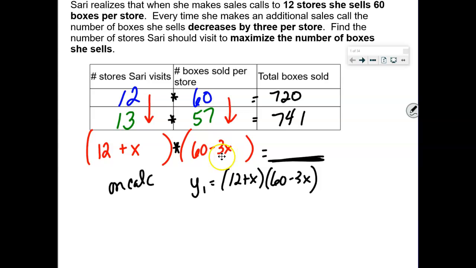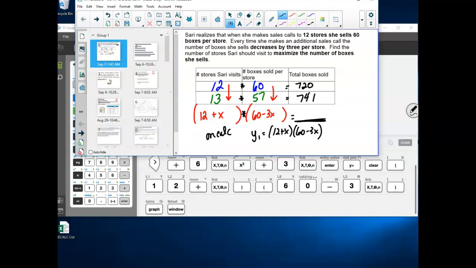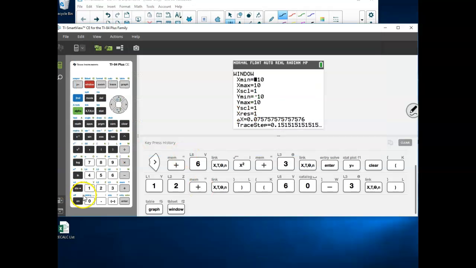So if I think about how many I could remove to the point where I have nothing left, wouldn't 20 be a good ending point there? Because 3 times 20 would be 60 minus 60. So that would be the end. So going back to my calculator, 0 seems like a good place to start. And I surely won't be able to go any bigger than 20 because we'd have nothing left.